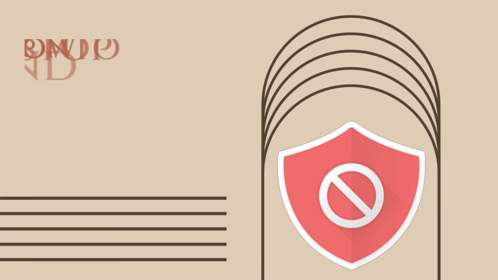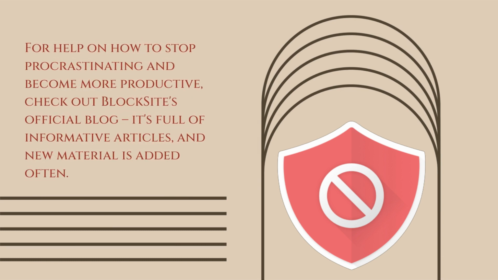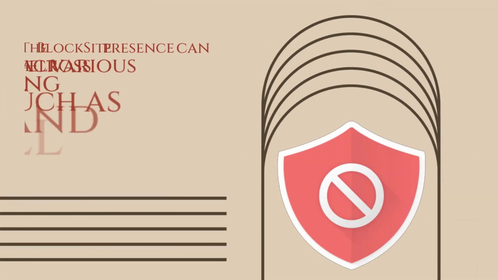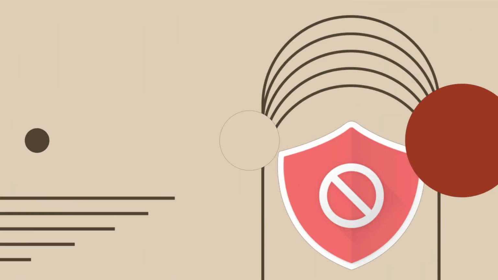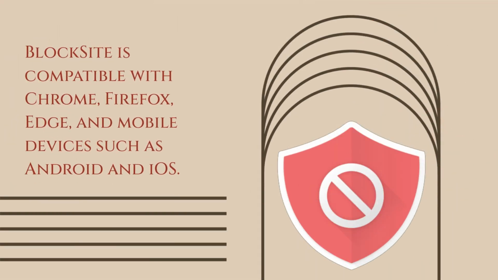For help on how to stop procrastinating and become more productive, check out BlockSite's official blog. It's full of informative articles, and new material is added often. The BlockSite presence can be felt across various social networking platforms such as Facebook, Twitter, and Instagram, with all accounts appearing to be active. BlockSite is compatible with Chrome, Firefox, Edge, and mobile devices such as Android and iOS.